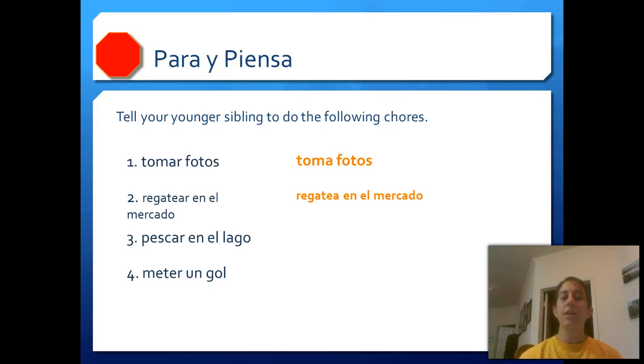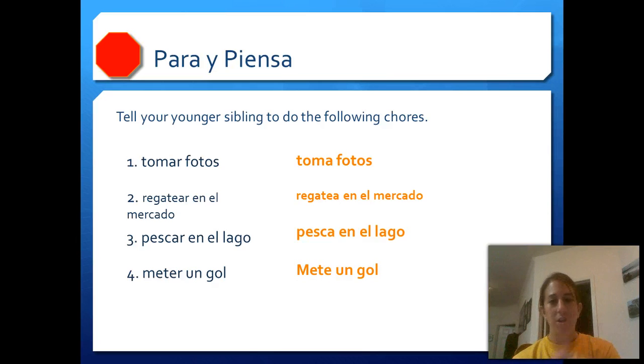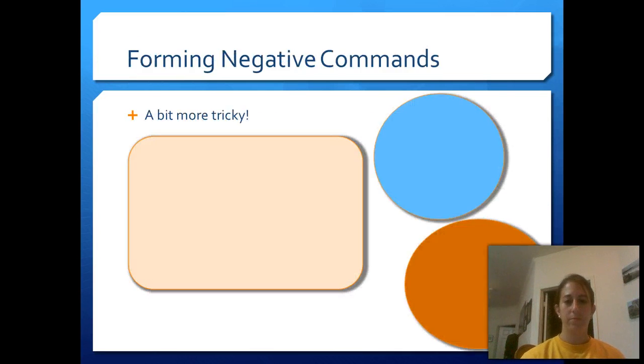All right, bargain in the market. Pesca en el lago. Fish in the lake. Or go fishing in the lake. And then meter un gol. Mete un gol. Score a goal. There you go. Commands. Again, notice no subject there. We don't have that tú because we know we're instructing someone to do something in the informal form.